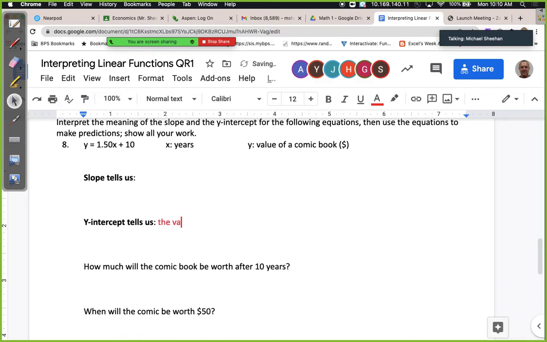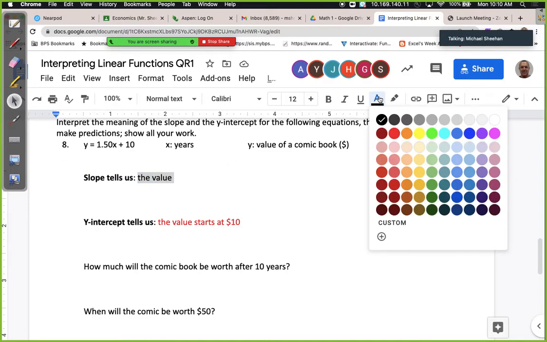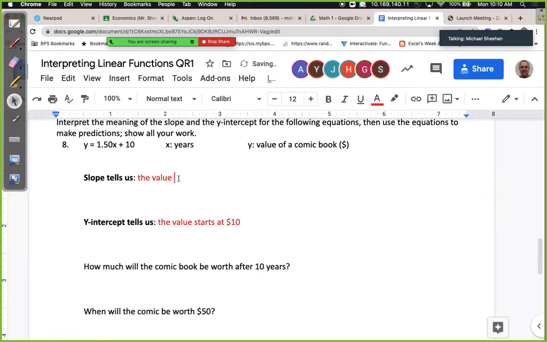The value starts at $10. That's what the y-intercept tells me. And my slope is positive, so the value goes up. The slope tells me the value increases. You can write increases or goes up, depending on whatever sounds better to you. $1.50 every year, because X is years.